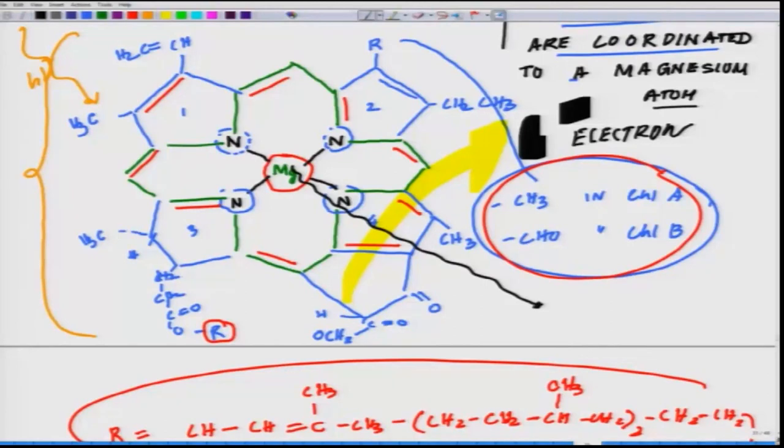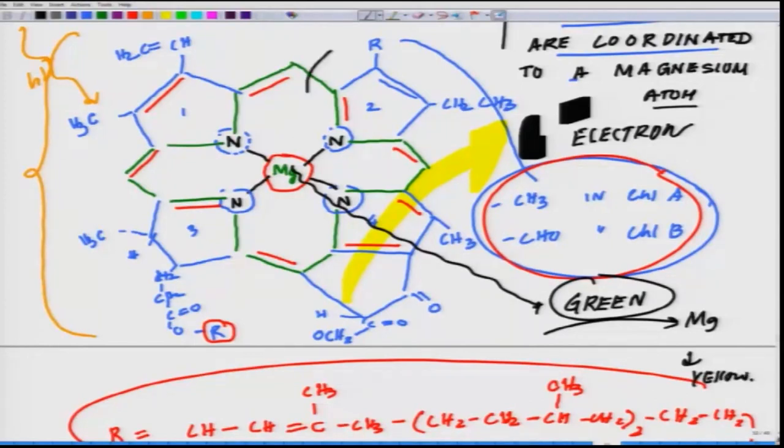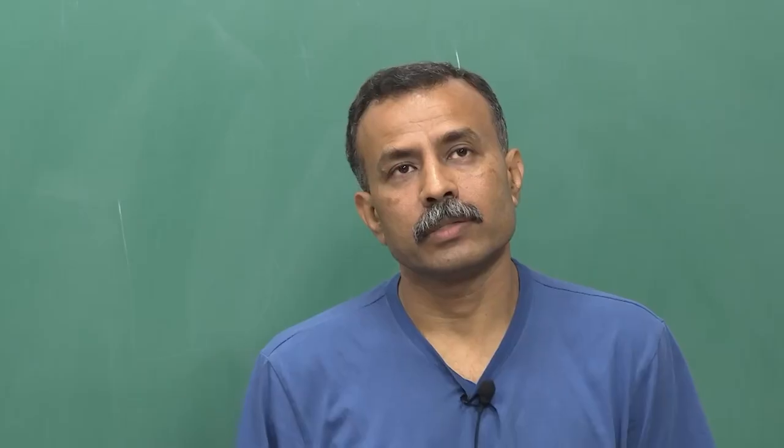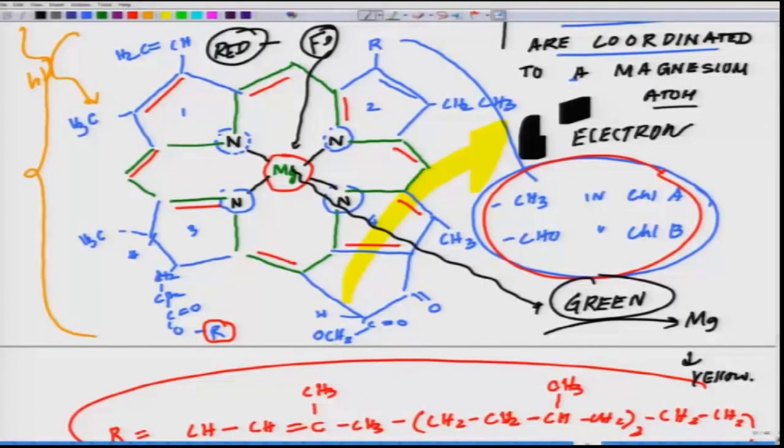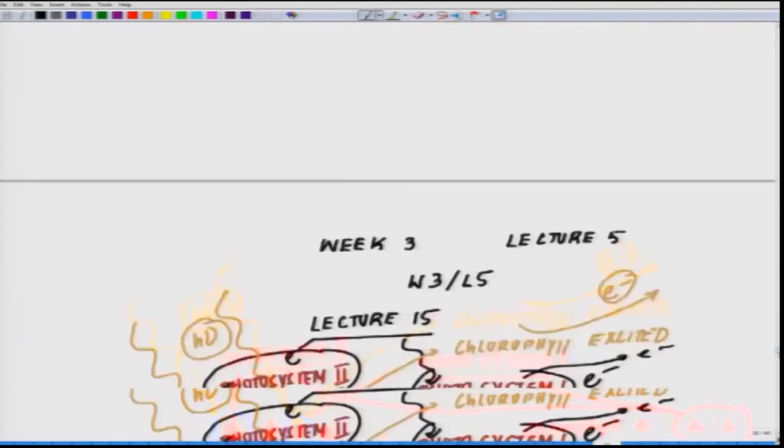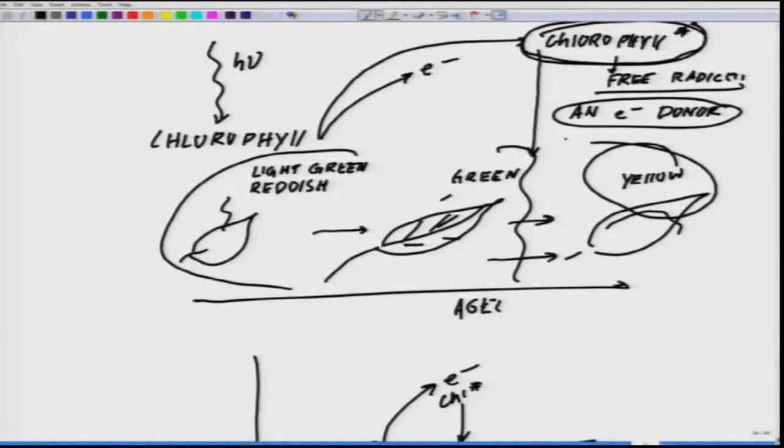Now, having said this, the chlorophyll is green, but if you remove the magnesium, it becomes yellow. But if you replace this magnesium with iron, then this is the famous molecule, the hemoglobin, which is red. So you are observing in the coordination complex how the color completely changes, and when you remove that magnesium, the spectrum changes, and what you observe is the yellowing. And this is where the aging of the leaves takes place.